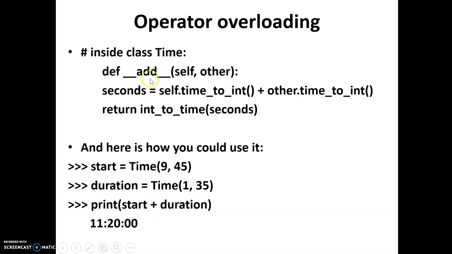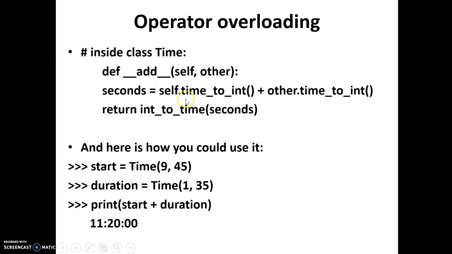That is done with the function name add. Suppose it is a plus: if you have defined the add function with two underscores within the class, then it is going to be invoked implicitly. You need not call it; it is overloaded with the method known as add. Self is considered as start, and other is considered as duration. As for the computation in the body, it is left to you how you want to perform it.